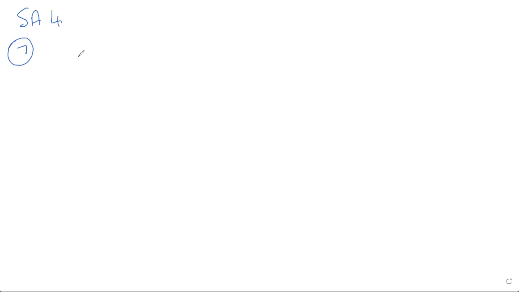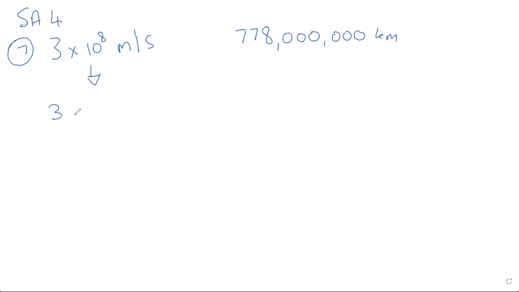Again, we've got the speed given to us, 3 times 10 to the 8 meters per second, and we are given the distance, which is 778 million kilometers. Again, I notice that this is in kilometers and this is in meters. So the first thing I'm going to do is turn this into kilometers in the exact same way I did before. I'm just dividing it by 1,000, which is 3 zeros taken off.